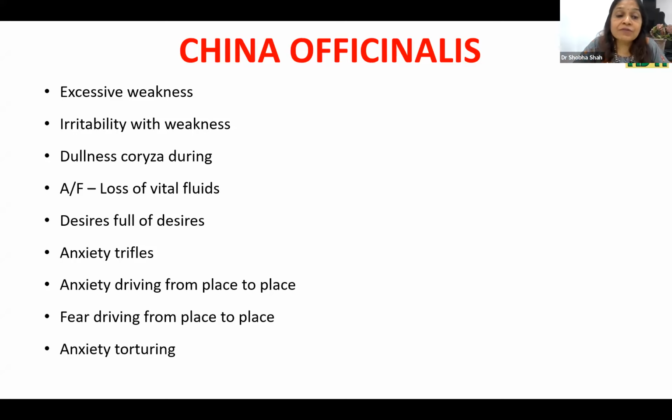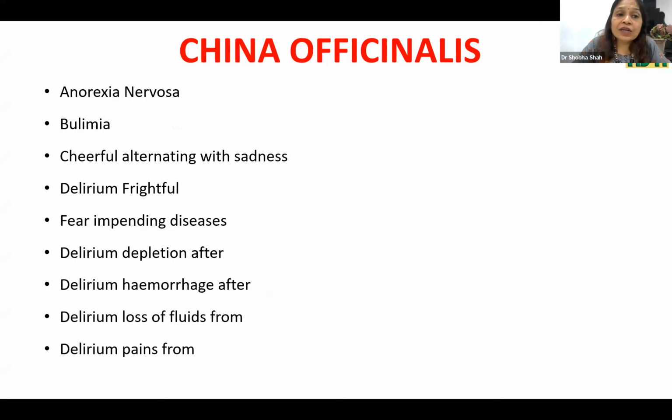Anxiety torturing. See, the way we see delusion tormented, similarly anxiety is also of a level which is torturing him. Anorexia nervosa and bulimia are also very characteristic where China is prescribed. Cheerful, alternating with sadness. China patients are otherwise very cheerful, but with the smallest of things they become sad. Delirium frightful, they get frightened very easily with the smallest thing. I have described one case of delirium frightful of China in our NJH in some earlier issues.